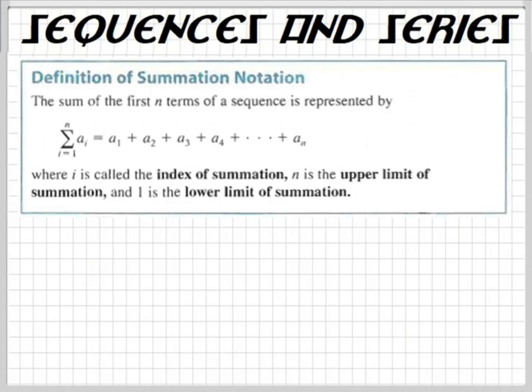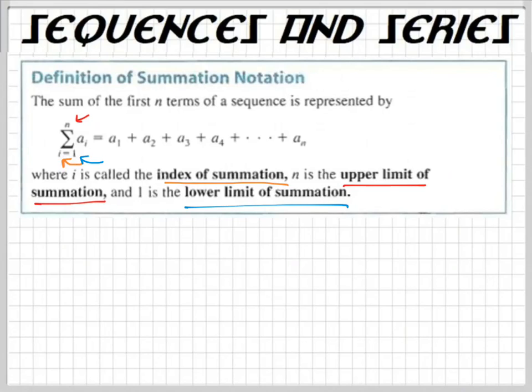Here's the formal definition of summation notation. It's in your book. I wanted to point out a couple of vocabulary words. Summation. The index of summation is right here. It's the i, whatever letter is right there. That's the index. And then there's the upper limit. The upper limit of the summation is n. Whatever number is right there, that's your upper limit. And 1 is your lower limit. So that's the other number.